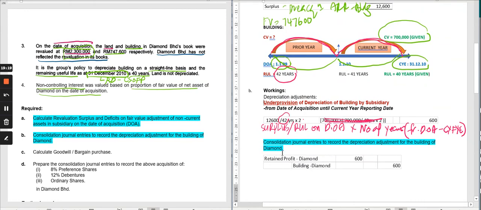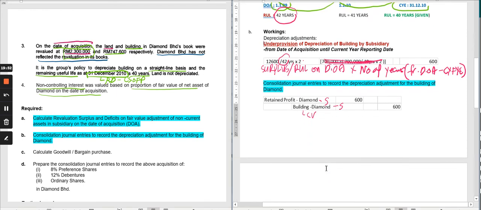So what you need to do is you need to go and increase the depreciation. You debit that to the retained profit of Diamond, that is an expense, so that will have been debited to the subsidiary, and that should be credited to the building directly because the building is shown at carrying value, which is already at cost minus accumulated depreciation.